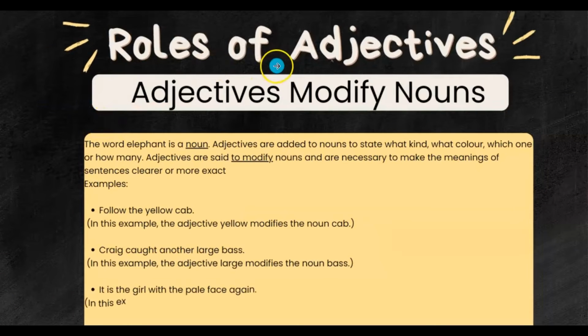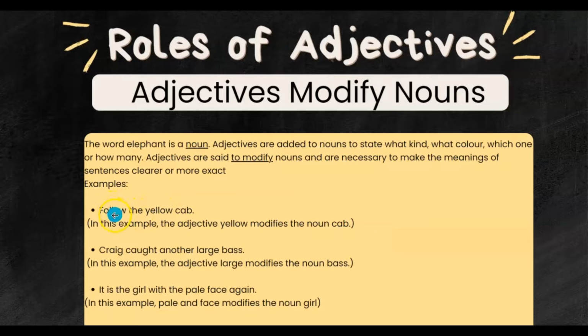Now let's look at the roles of adjectives. What is the purpose? Adjectives modify. You are in the senior level of high school, so we won't always say change or describe; we look at modifying nouns. The word elephant is a noun. Adjectives are added to nouns to state what kind, what color, which one, or how many. Adjectives are said to modify nouns and are necessary to make the meanings of sentences clear or more exact.